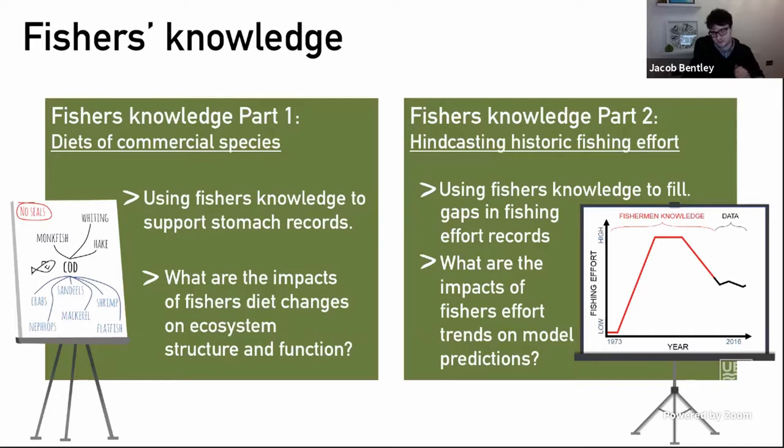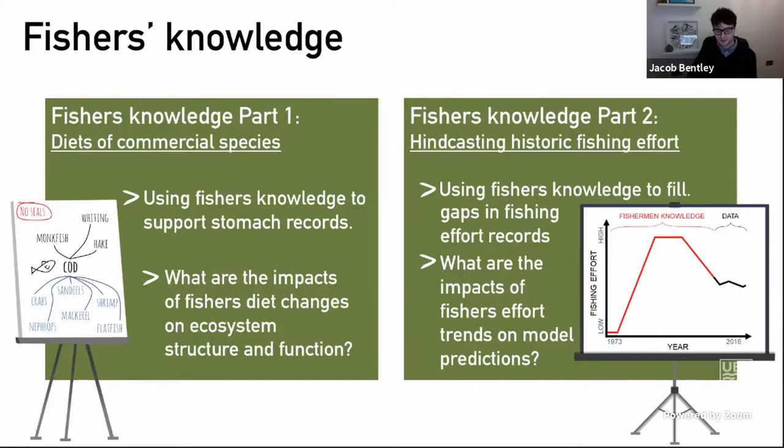So fishers said that they could contribute this because a lot of the fishermen that came along had been at sea for that long. If not, they had relatives that were there back then. So they were confident they could draw something for us. So we ended up using fishers' knowledge on diets and also fishers' knowledge on historic fishing effort, and putting that into the model.